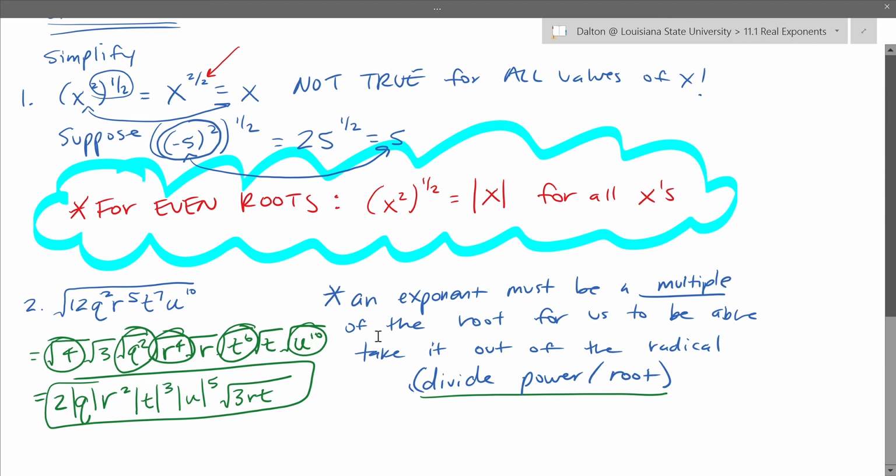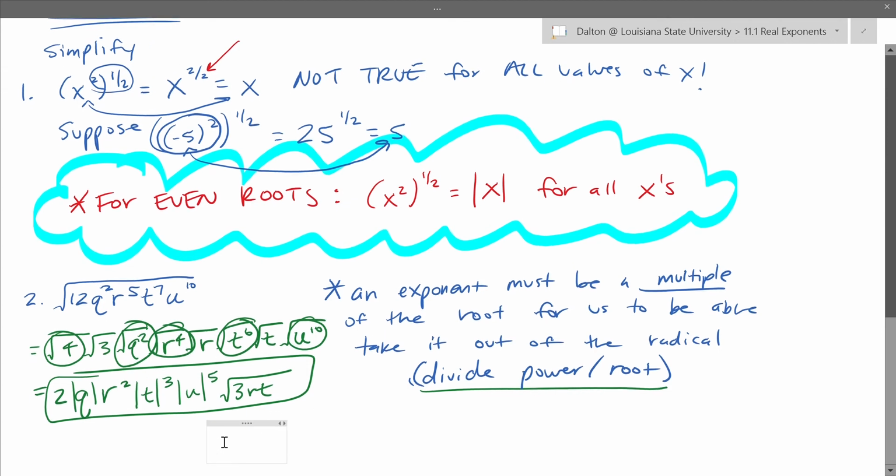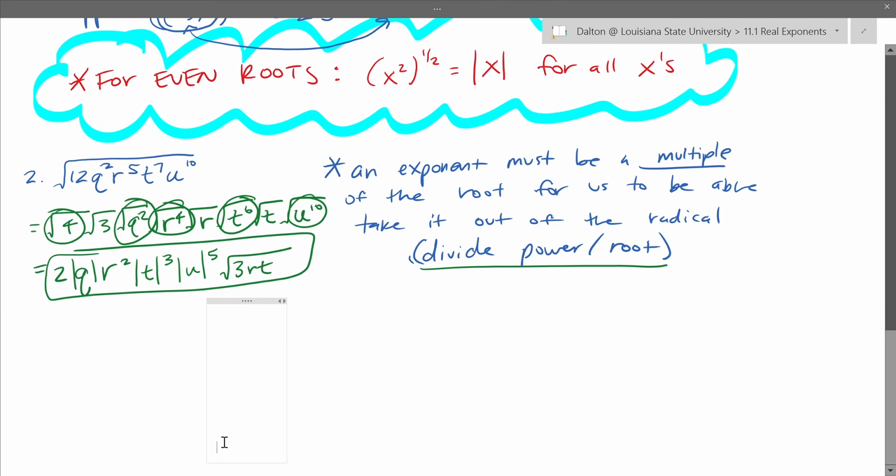Okay, let's do another example. Again, that's good practice. The weird part is that absolute value aspect. Again, it deals with even roots, where you're going to have that scenario. I want you to simplify the square root of r to the 7th, s to the 25th, t cubed.